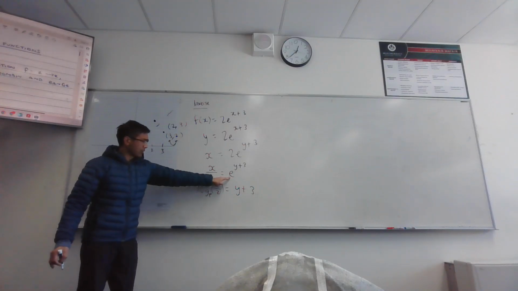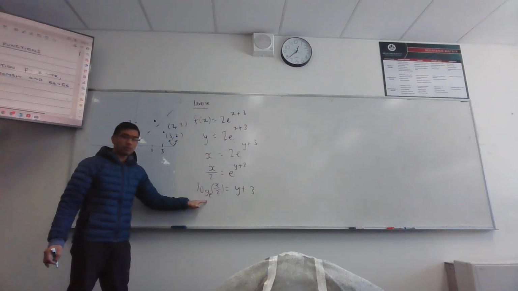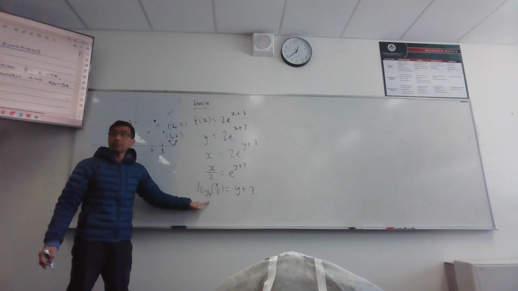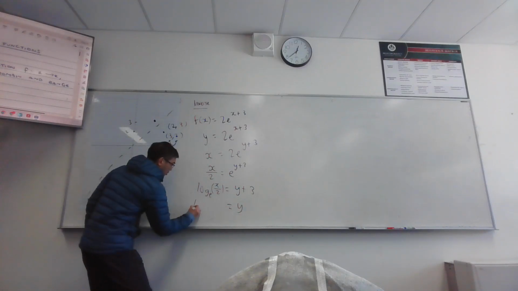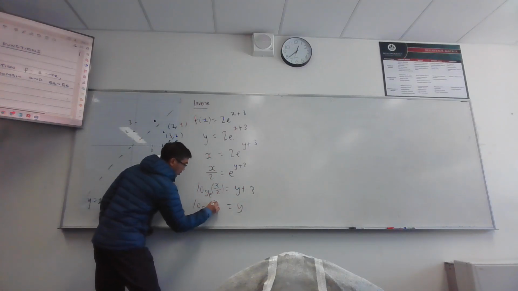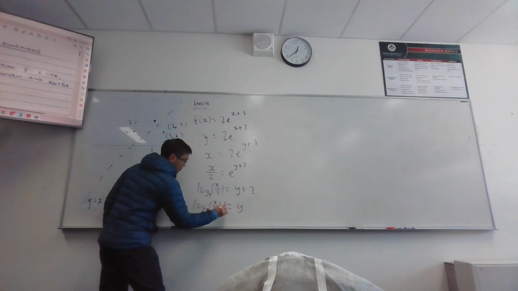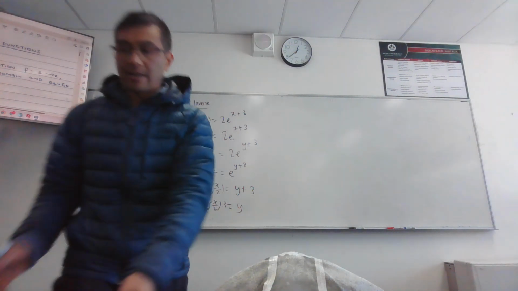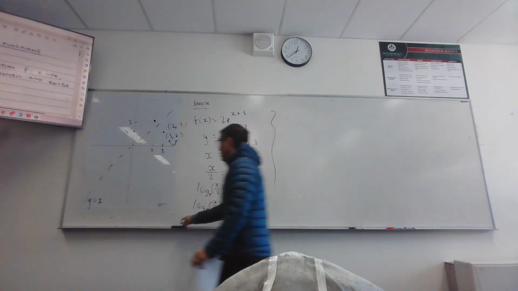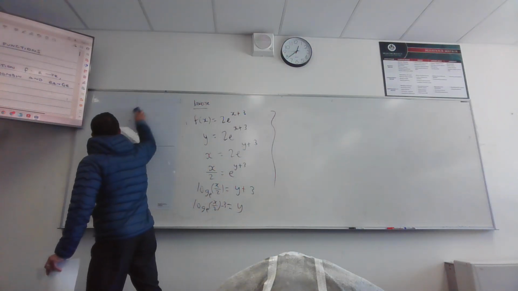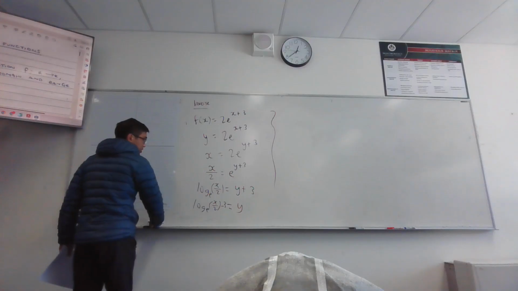A base e on the other side is the same as the base e underneath the log on the other side. Last step, Jesse. I'm going to get y equals log base e of x over 2, minus 3. Okay, so we're graphing that now. Let's erase this. Eventually have to sketch.